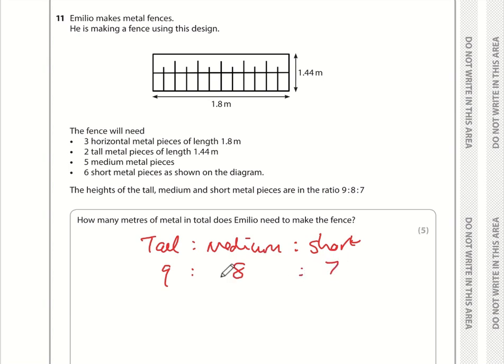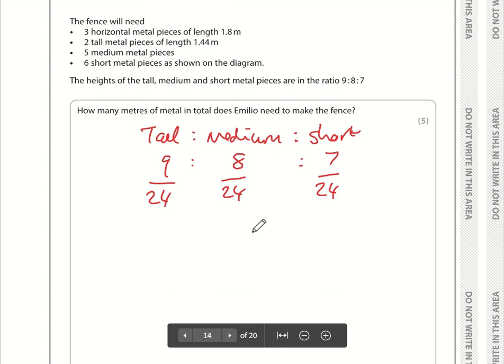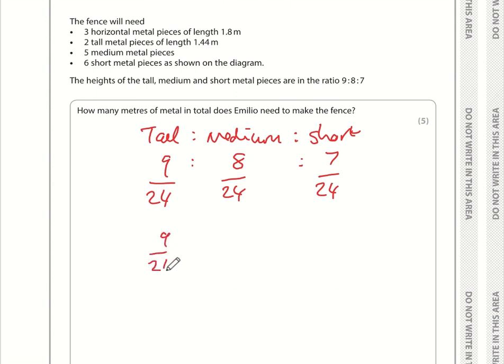What we can do with ratios, we can turn them into fractions. Now this is going to be 9 24ths, 8 24ths and 7 24ths. How do we know it's 24ths? Well, 9 plus 8 plus 7 is 24. Now we know that the tall one is 1.44. So from that we can say that 9 24ths equals 1.44 meters. Now, if 9 24ths is 1.44 meters, then what is 8 24ths in terms of meters, and what is 7 24ths?